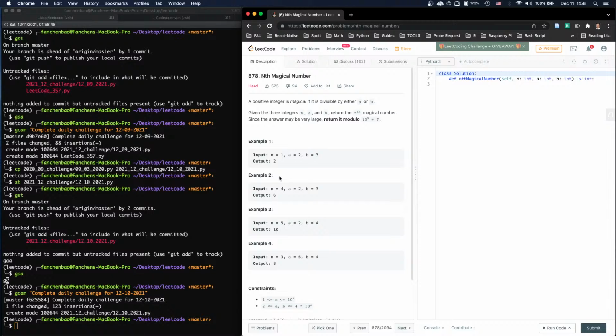Well, if 2 and 3, they're co-prime, so the overlap would be 1, divided by 6. So we go 6, right? 12, 18, and so on. So I'm at 12.